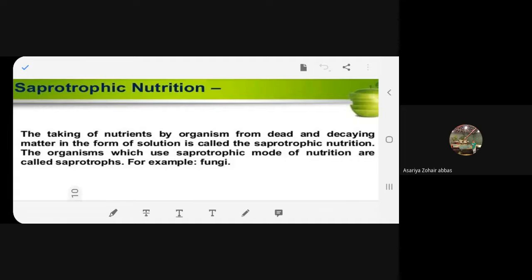Heterotrophic nutrition: the taking of nutrients by organisms from dead and decaying matter. And once I tell any of you to read properly, that means you have to be very particular about the spellings. You cannot do whatever you want. You have to work according to what is given on the slide. You understand?